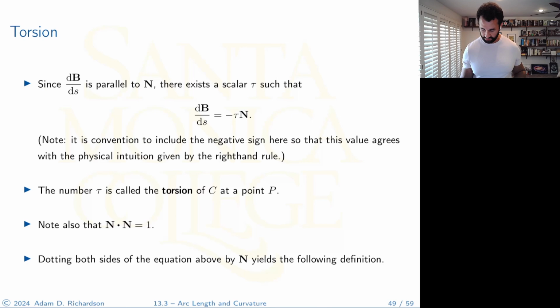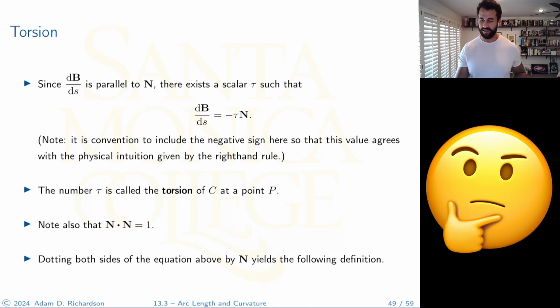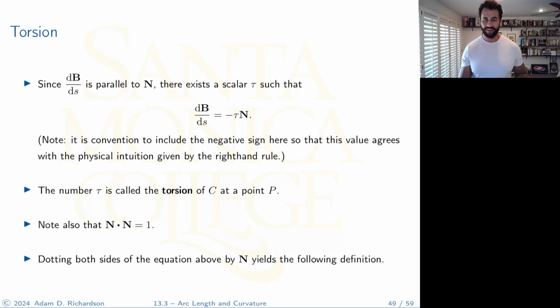Now, we're going to get some formulas for it here. Note also that n dot n is actually equal to 1. Why is that? Ponder this for a minute. Why is n dot n equal to 1? Okay, I'll let you think about it. You can ask about it in class if you're curious.